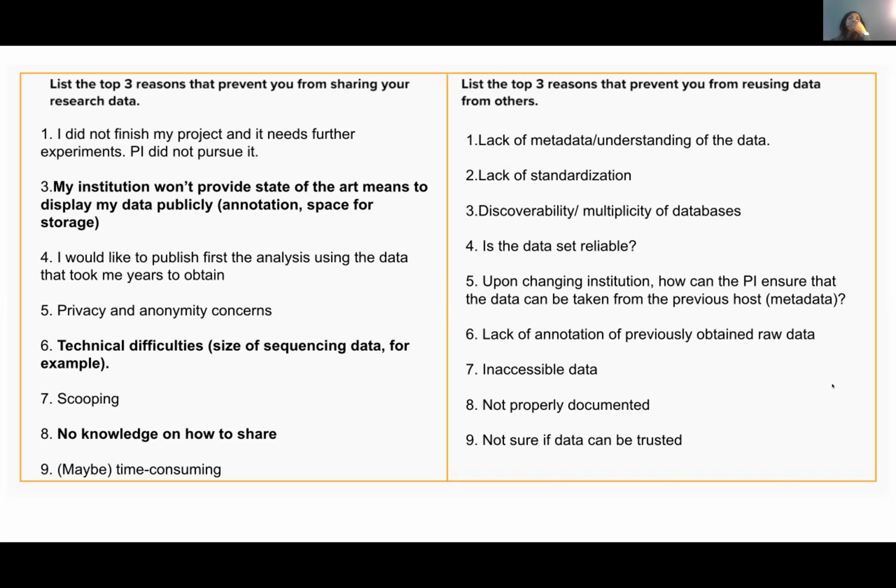So there's this other topic about the scooping, right? Number 4 and number 7, that it took me years to obtain the data, and I don't want somebody else to get my raw data and find something super interesting in the analysis and publish it first before I'm done with the data. And my question is, do you still share after you publish your first in-depth analysis?